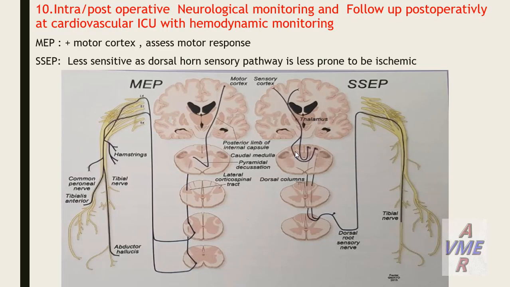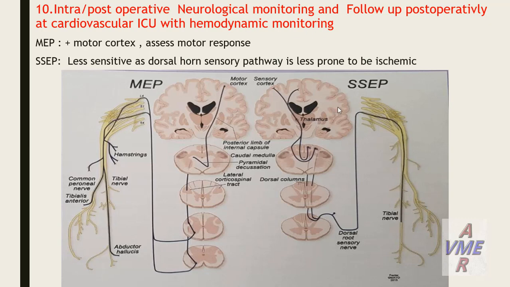Number 10, the end of the tips, and the point is how to make protection and preserve spinal cord blood flow: intra- and post-operative neurological monitoring and follow-up, post-operatively at the cardiovascular ICU with hemodynamic monitoring. Motor evoked potentials stimulate the motor cortex and assess the motor response. Somatosensory evoked potentials are less sensitive, as the dorsal horn sensory pathway is less prone to be ischemic during spinal cord ischemia.